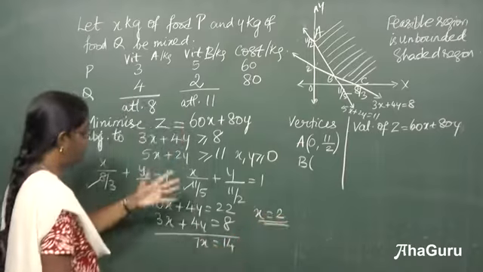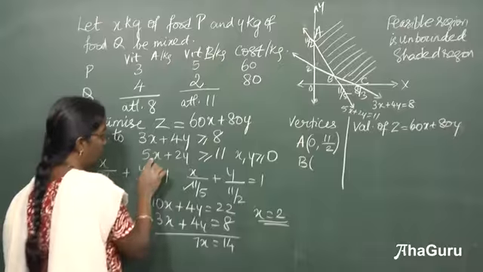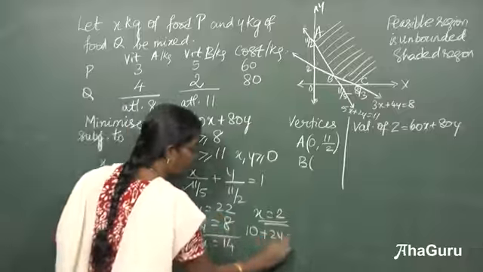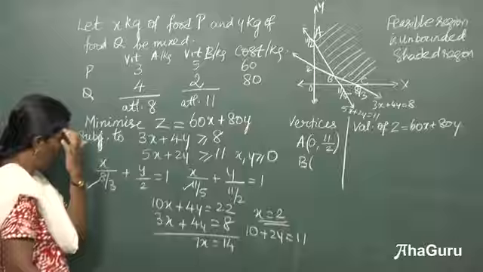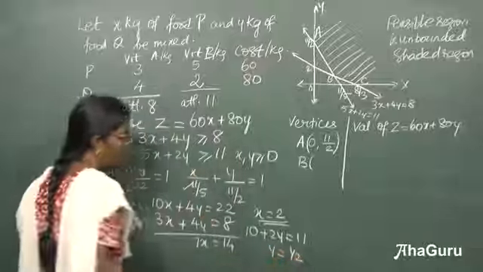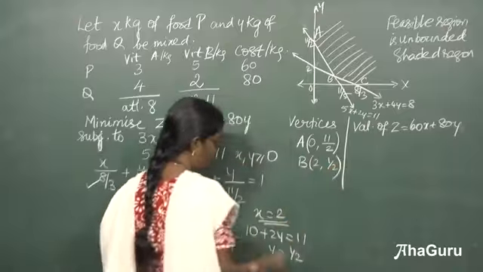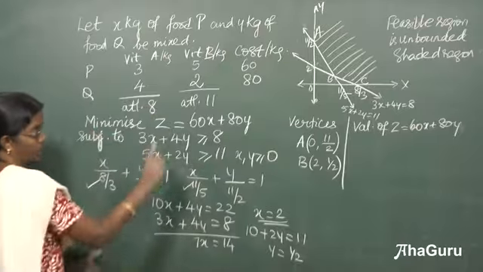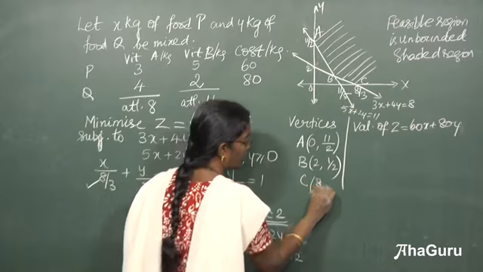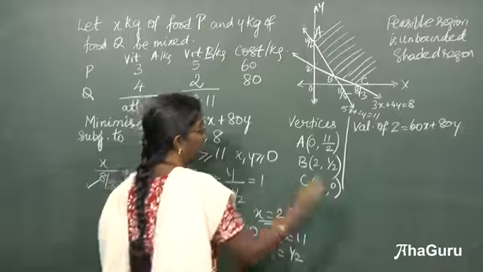If I go back, substitute either in the first one or the second one, suppose I substitute here x as 2. So what do I get here? 10 plus 2y will be equal to 11. So on solving here, we get y to be 1 by 2, so the coordinate here is 2, 1 by 2. The third point is C, which is 8 by 3, 0, right?